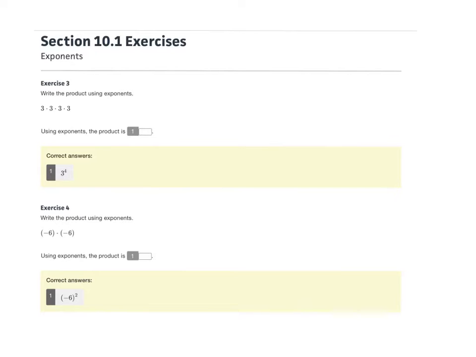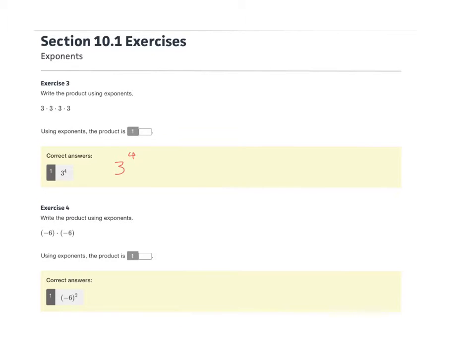We have 3 times 3 times 3 times 3, so we've got 4 of them. This is going to be the base, which is 3. How many times? So it's going to be 3 to the 4th.